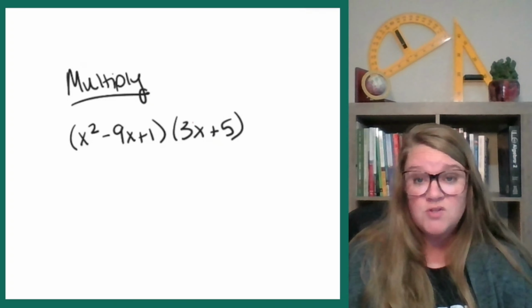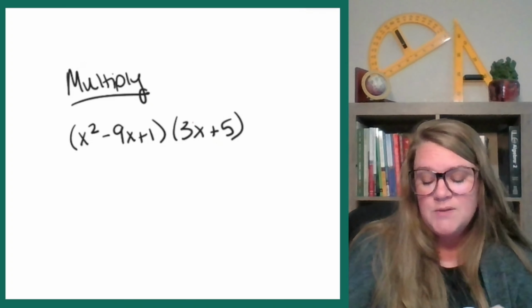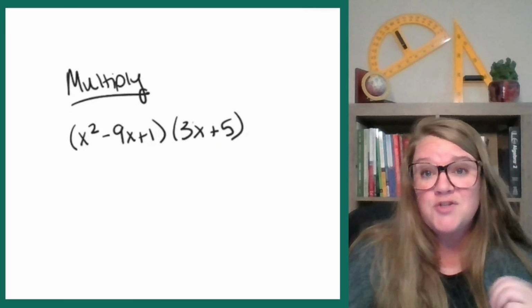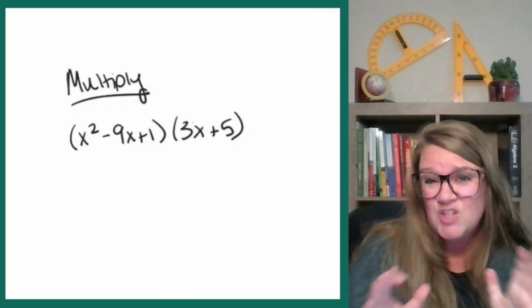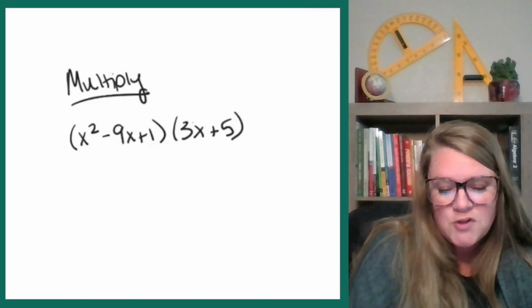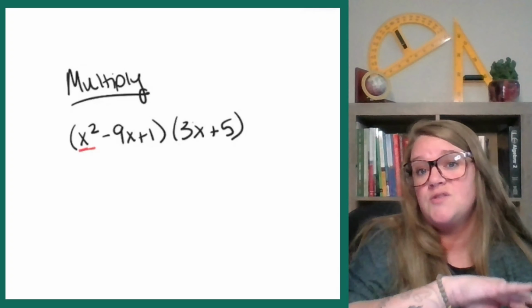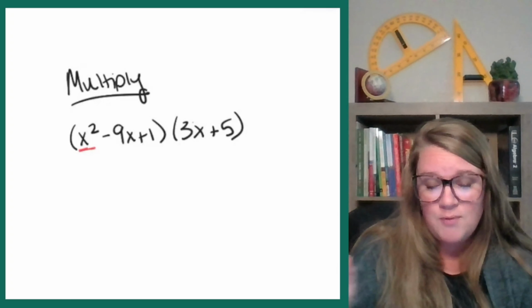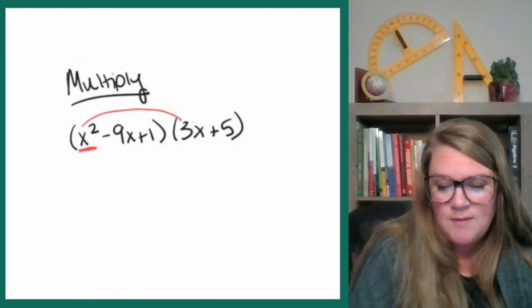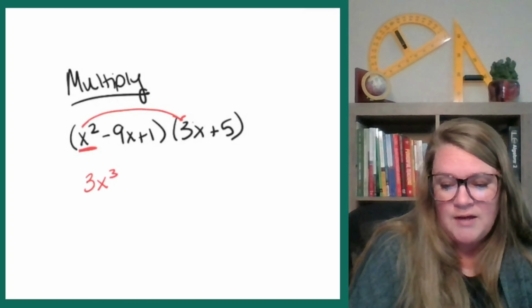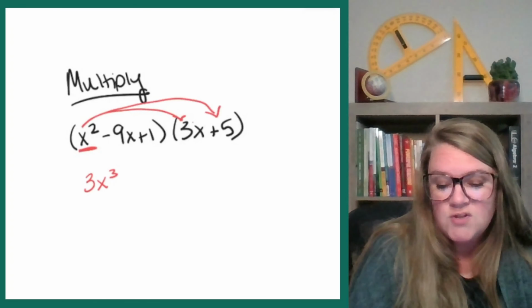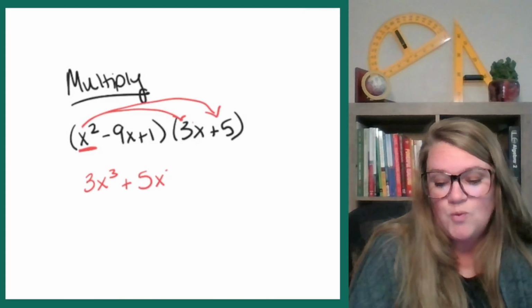Or we can just distribute like we just talked about, except this time we have 3 terms to distribute. So I'm going to do it this way just because it looks a little bit different. So first we're going to take x squared and we're going to distribute it to each term in the second parentheses. X squared times 3x, which is 3x to the third, and x squared times a positive 5, which is a positive 5x squared.